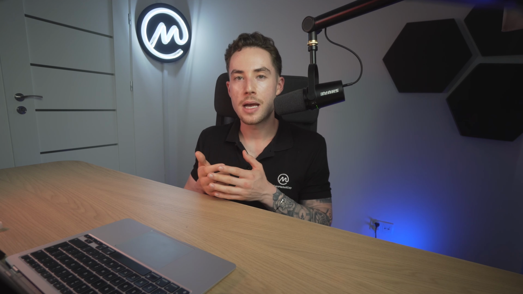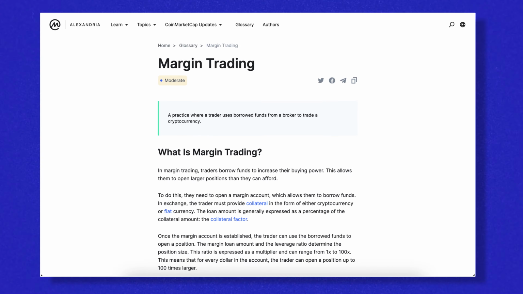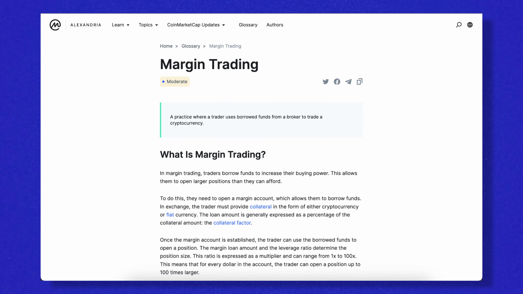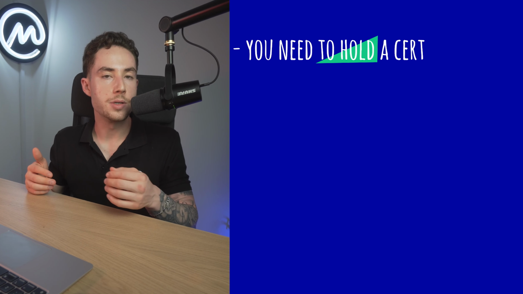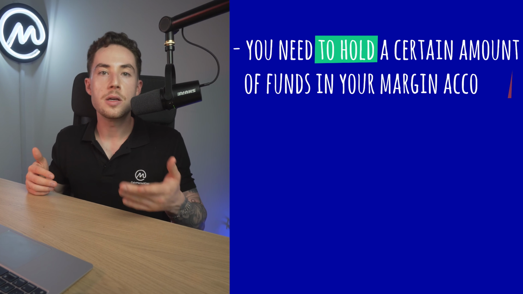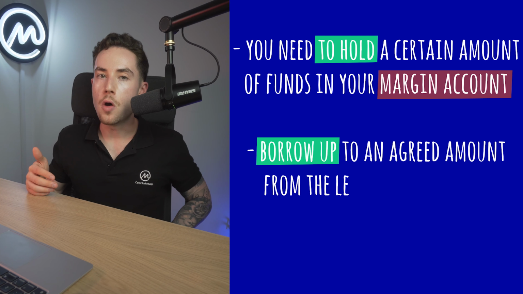Currently, one of the most popular ways to trade cryptocurrencies on the downside, margin trading allows traders to borrow funds from a third party, such as an exchange or liquidity provider, to open larger positions than their balance otherwise allows using leverage. The way it works is simple. To borrow funds, you need to hold a certain amount of funds in your margin account. Then you can borrow up to an agreed amount from the lender to open your position.